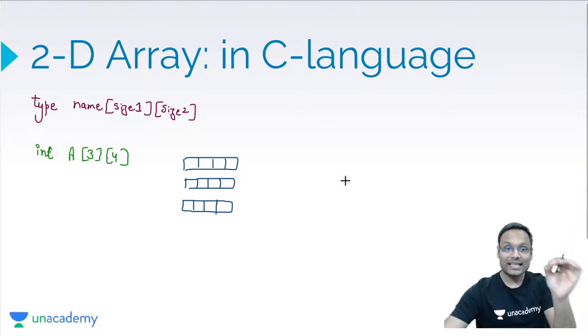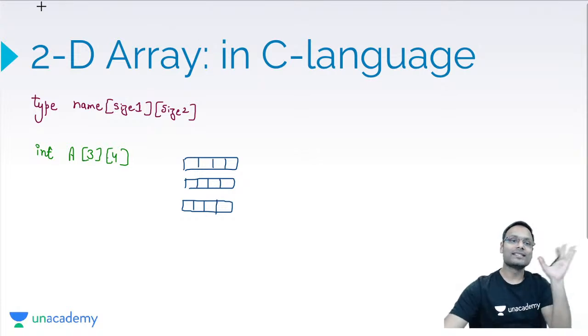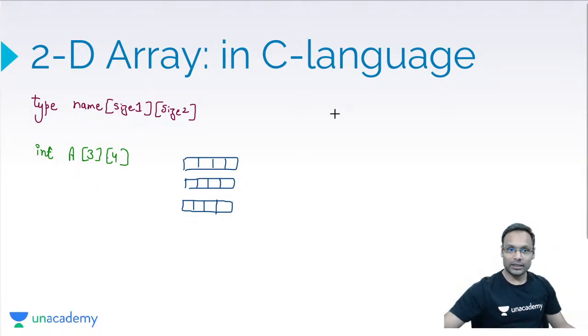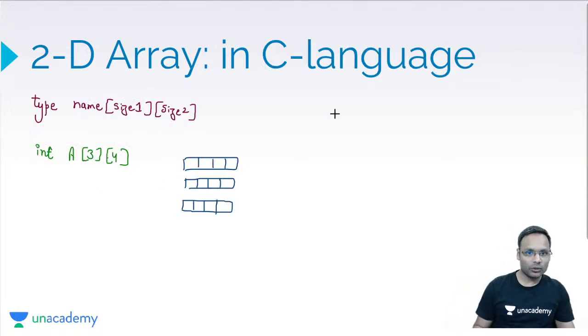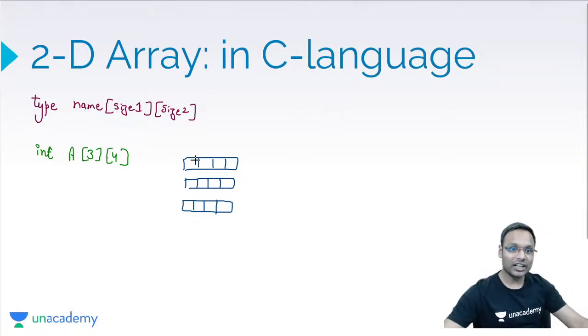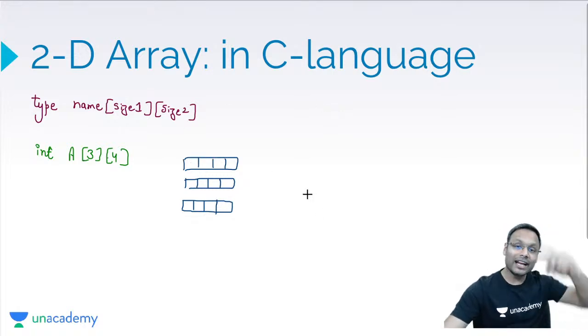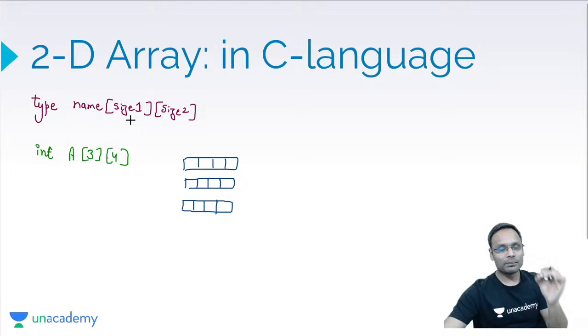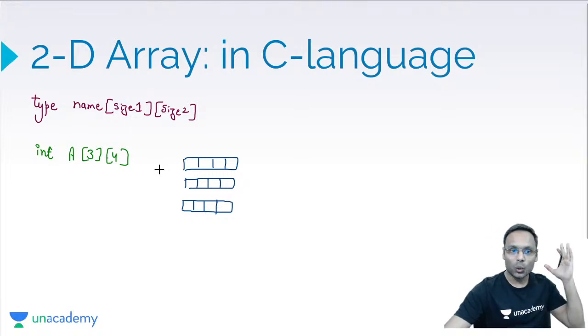This is the 2D array in C language, in which you have each and every element, with rows and columns. Rows and columns both have lower bound 0. Row number starts from 0. Column number starts from 0.